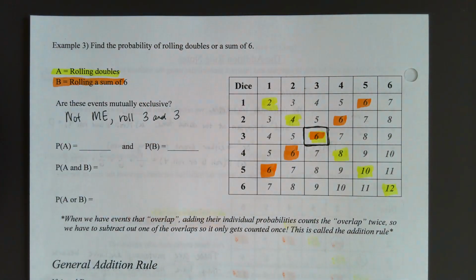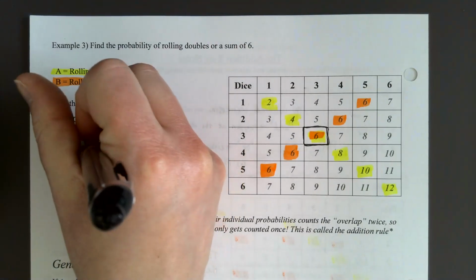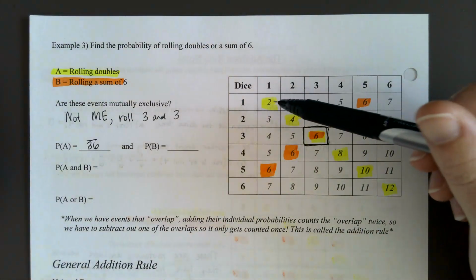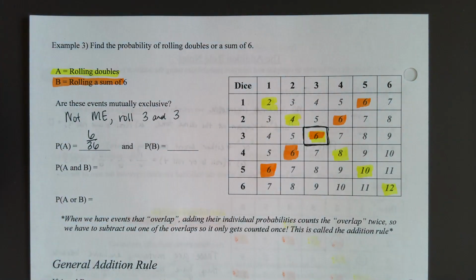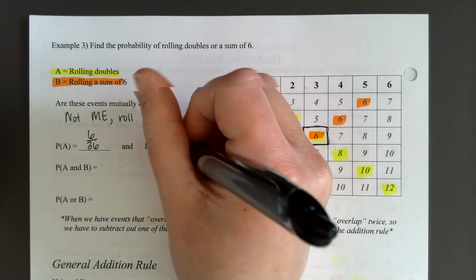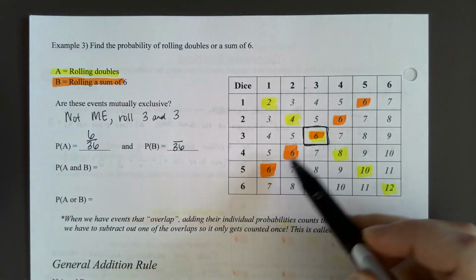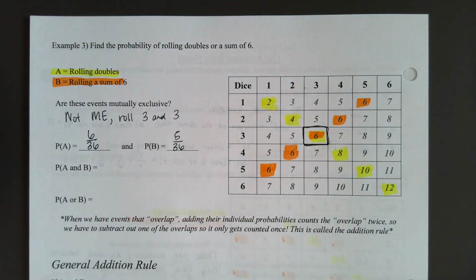The reason why is that we can roll a 3 and a 3. So if I find the probability of event A, the probability of rolling doubles, I'm just going to count. There's still 36 opportunities. So out of that 36, we have 1, 2, 3, 4, 5, 6 times where I can roll doubles. Okay, 6 different opportunities. Event B is rolling a sum of 6. So looking at a sum of 6, out of the 36 possibilities still, we have 1, 2, 3, 4, 5 of those opportunities when we're rolling a sum of 6.